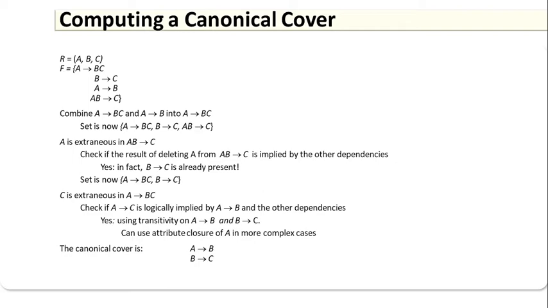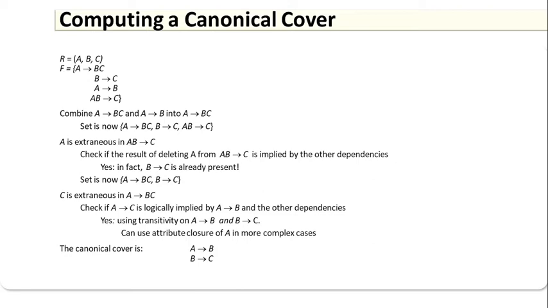As you can see, the combined A determines BC, A determines B, and A determines BC. The set is now like A determines B and A determines C, which can also be written as. Okay. And then is A extraneous in AB determines C? That is, check if the result of deleting A from AB to C implies the other dependencies. Yes, in fact B determines C is already present.